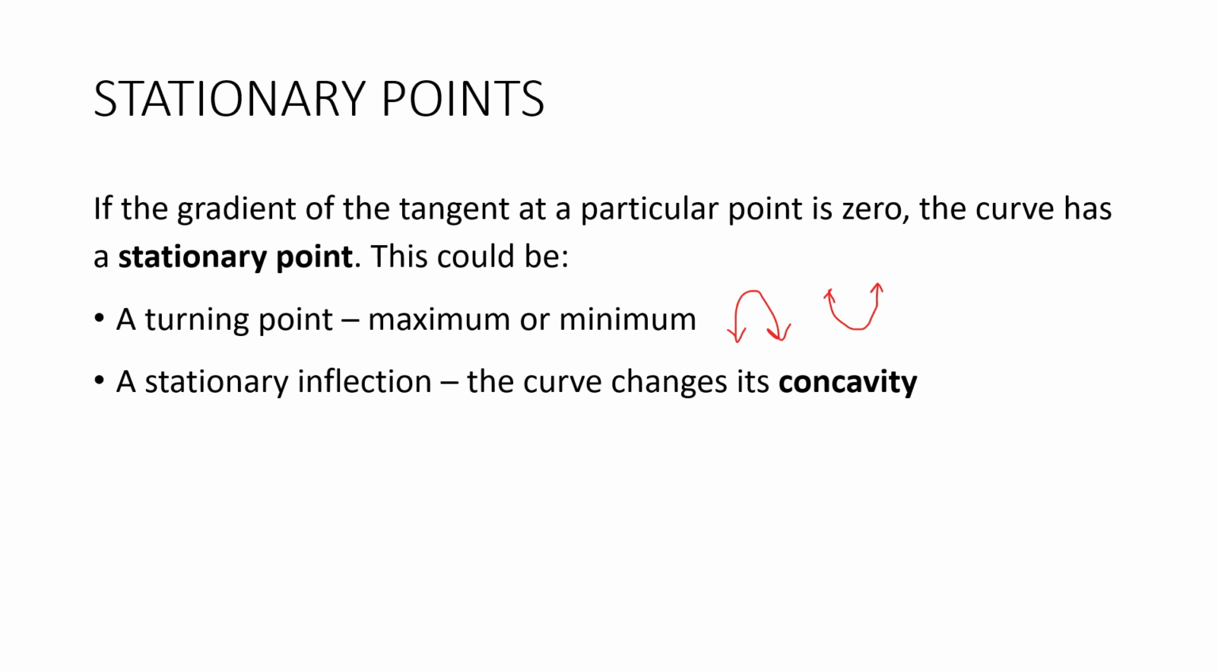Now here's some new terms for you. This is concave down on the left, and this one is concave up. And so this stationary inflection might look like this. So it's coming through here, it's stopped at this point, but it's changing from concave down to concave up. So that one there is a stationary inflection.